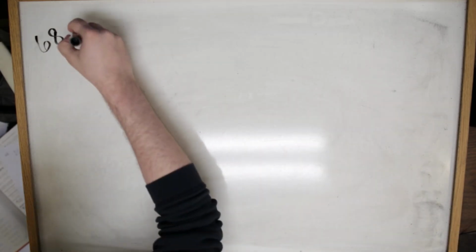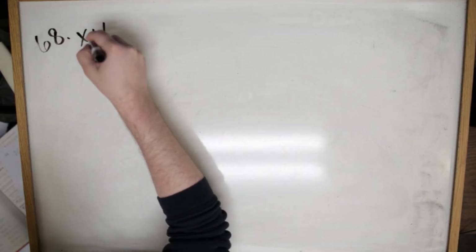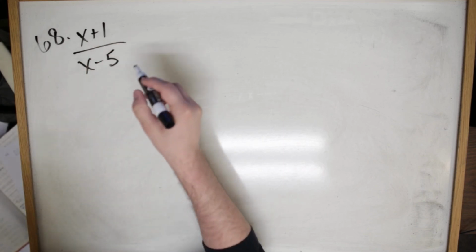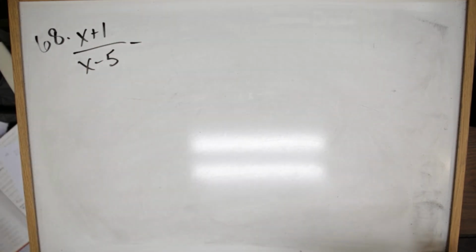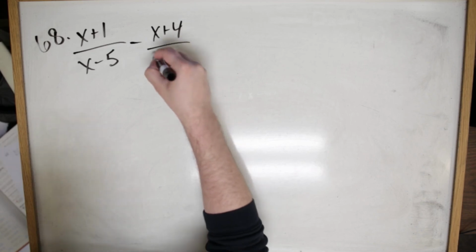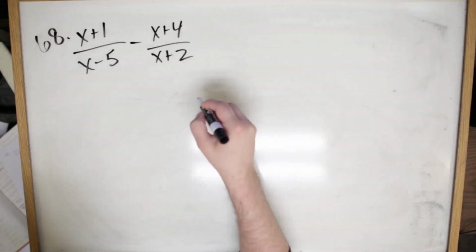This one I'm probably going to need a lot of space, so I hope I have enough. X plus 1 over x minus 5, minus x plus 4 over x plus 2. All right?